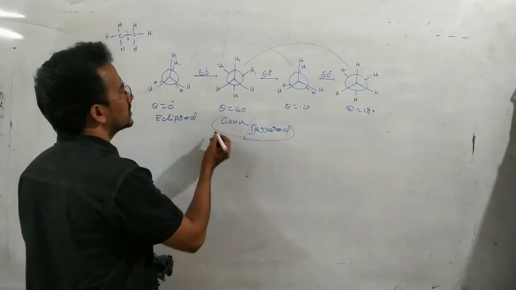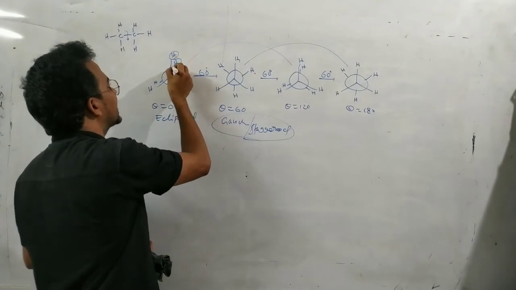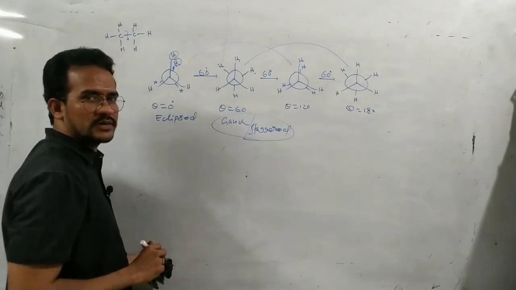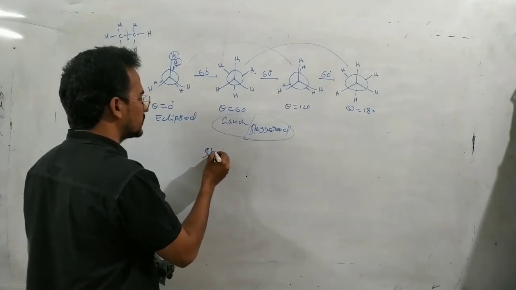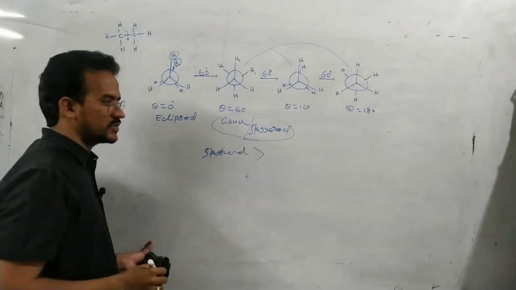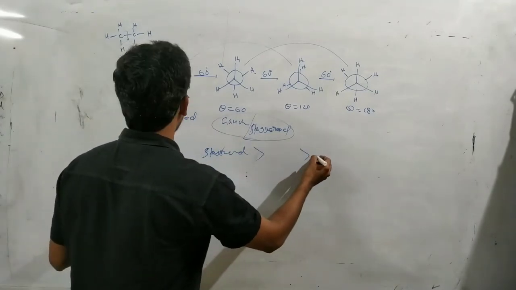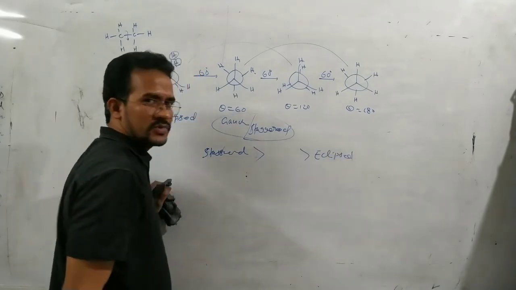Now here, which is more stable? The staggered is the most stable because here the hydrogens are farther apart, and there is eclipsing strain in the other. So the gauche conformation, nothing but the staggered conformation, is more stable, and the eclipsed conformation is very much less stable.